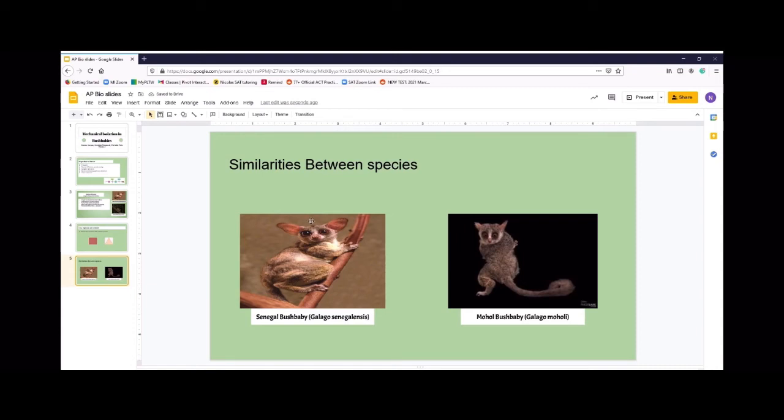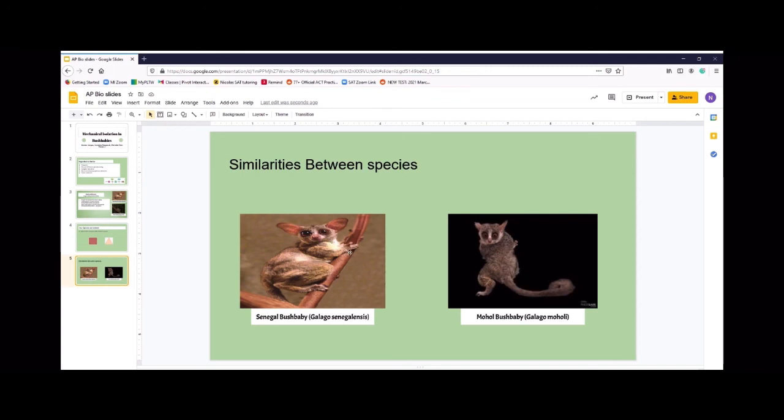And here are some pictures of Mohole bush babies and Senegal bush babies, again, as points of reference as I discuss the similarities and differences between bush babies. So, bush babies in general have bat-like ears, they're quadrupedal, their tails are longer than their bodies, and they look like they come out of an anime because their eyes are very large, as you can see in this Senegal bush baby.